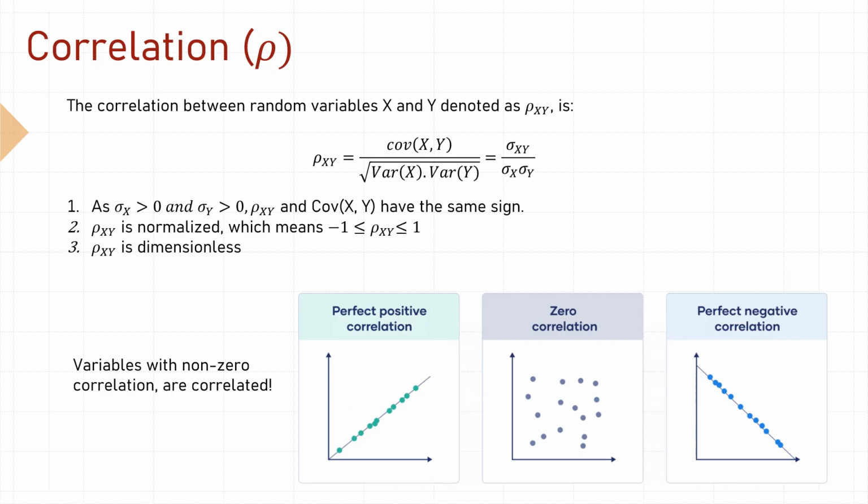3. Unlike covariance, which has units like foot-pounds, correlation is dimensionless. This is because dividing by the standard deviations removes the units. This makes correlation a pure measure of relationship strength.